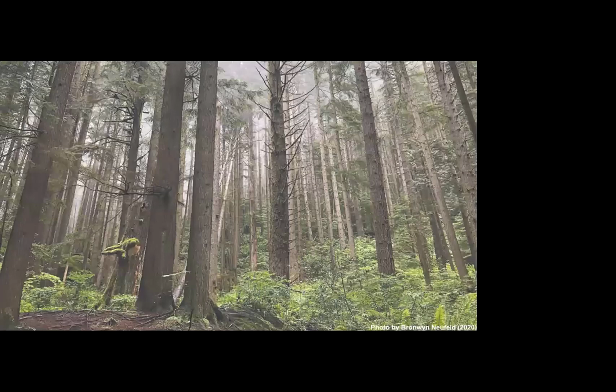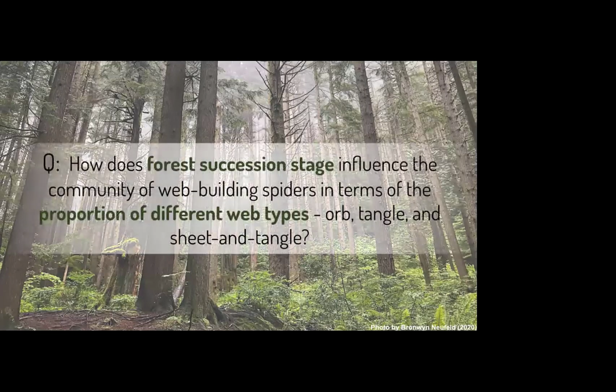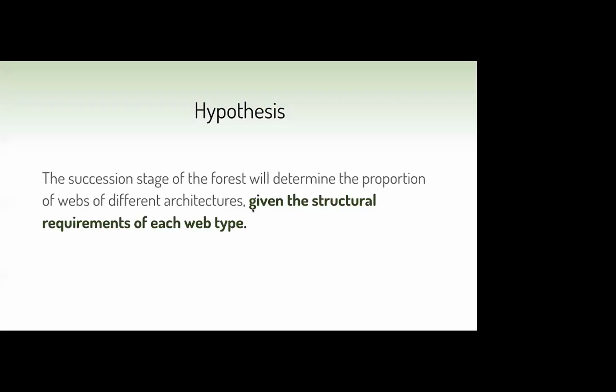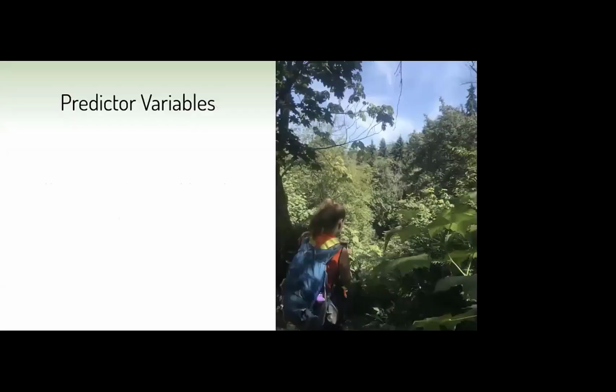So my project aimed to determine how these structural requirements influence where spiders with different web types build their webs. And more specifically, we aim to ask, how does forest succession stage influence the community of web building spiders in terms of the proportion of different web types? We hypothesize that the succession stage of the forest will determine the proportion of webs of different architectures, given the structural requirements of each web type.